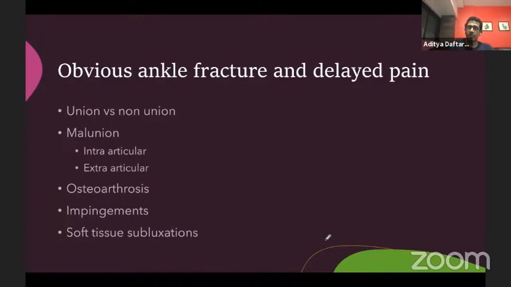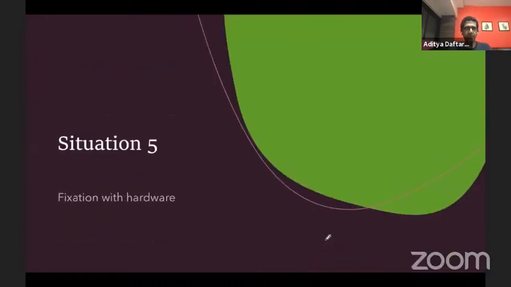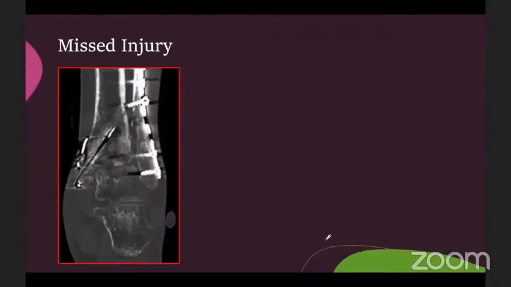Whether there's osteoarthritis or not, if so, which compartments are involved, impingements, and then you can look at soft tissue subluxations. Let's look at the fifth situation here. We have fixation with hardware now. And here again, you have somebody with fixation, hardware, and pain.